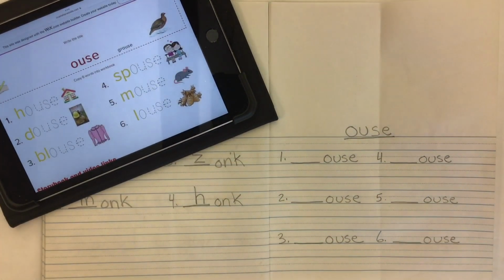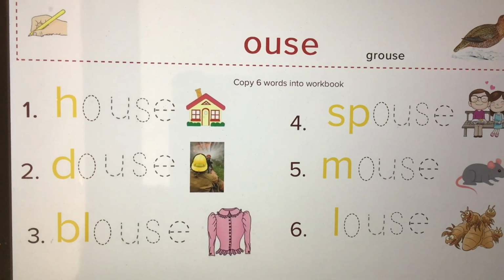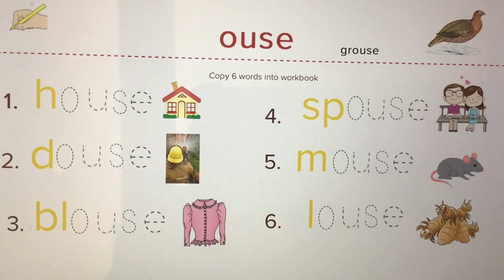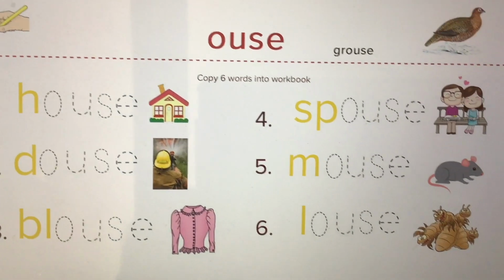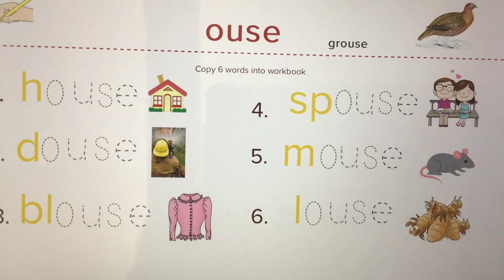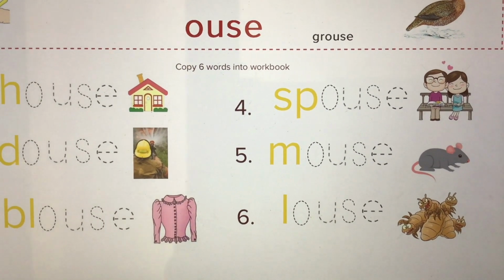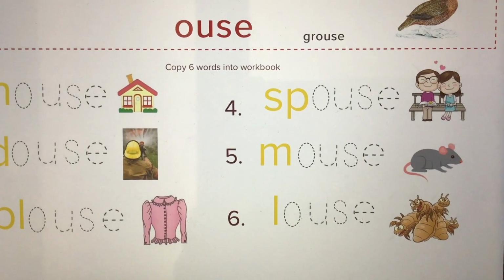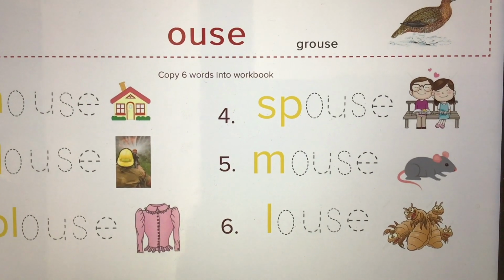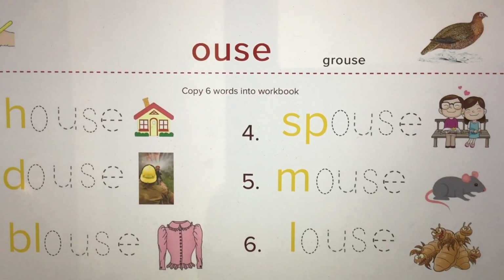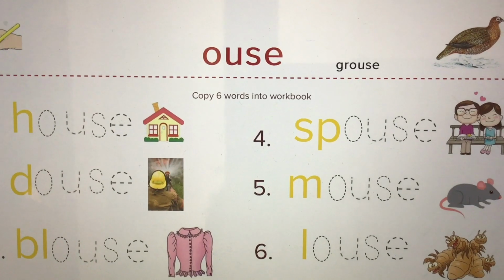Let's take a look at some O-U-S-E word family ending words, ouse words. So we have words like house, and to get really wet is to douse something. We have a blouse, it's a girl's shirt. Spouse, that's your husband or wife. Mouse, and you might have lice, but one lice would be a louse that would be in your hair. And there's a type of bird called a grouse. So lots of O-U-S-E, ouse words.